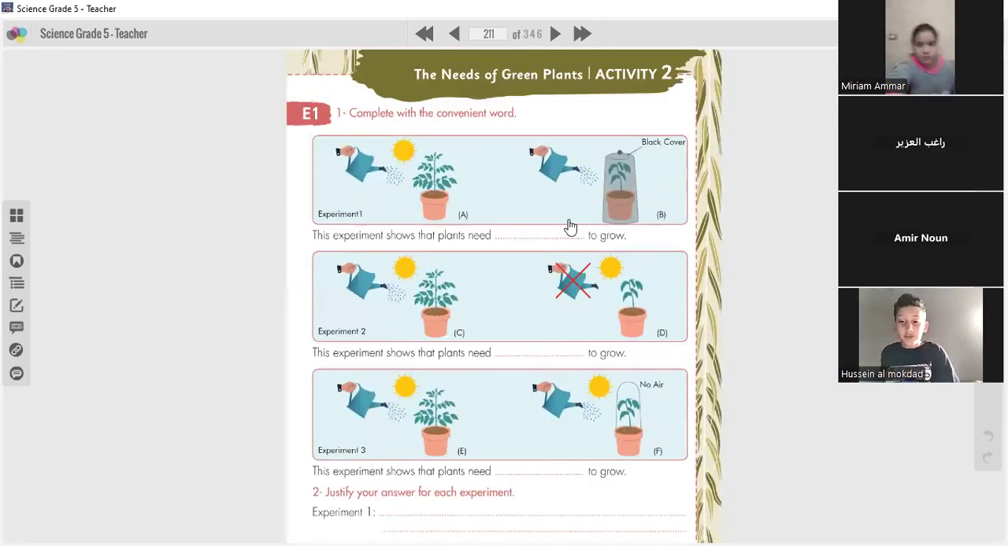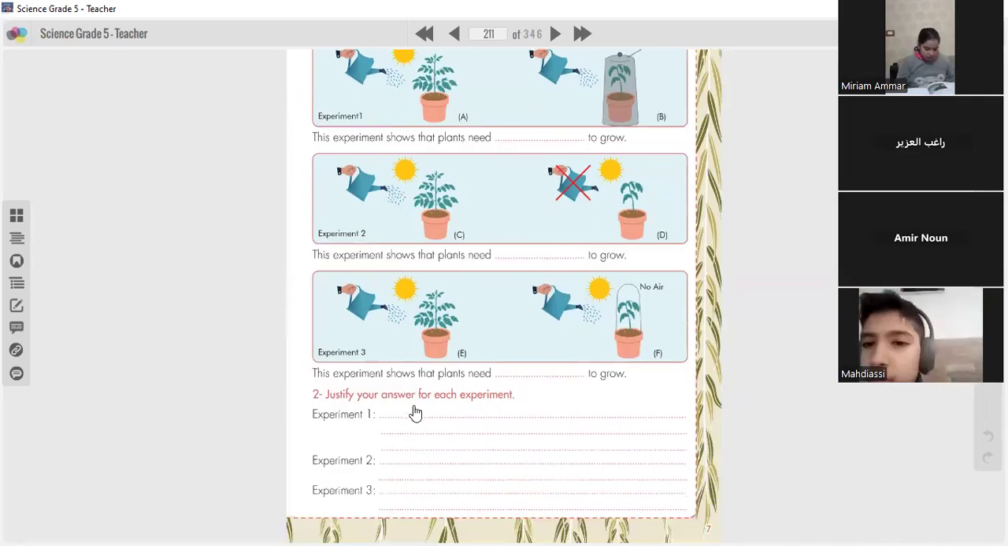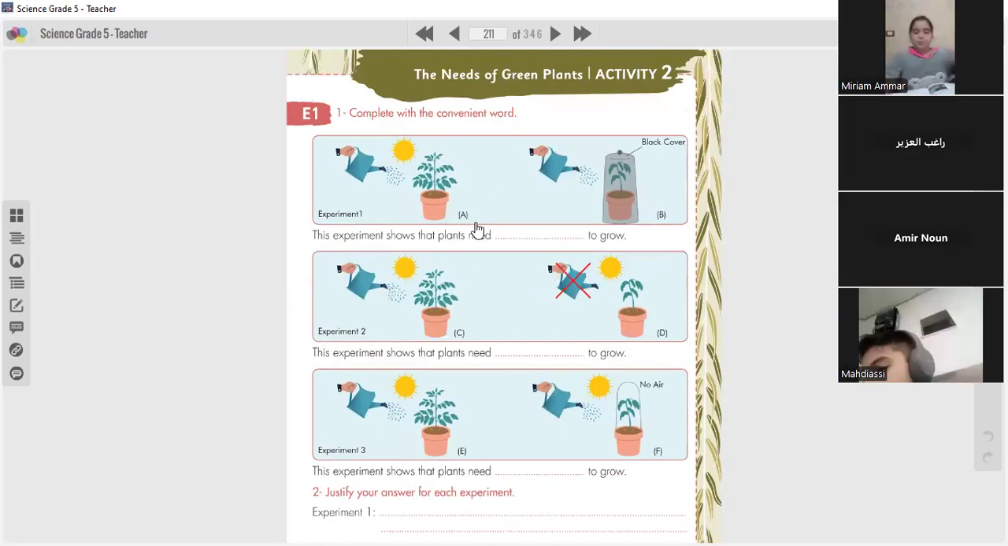This experiment shows that the plants need sunlight to grow. Exactly. How did you know it's sunlight? Because they put a black cover, and the sunlight won't go through it. Exactly. So here you have to put down, you have to justify your answer. Okay, Hussein, what are the common factors here?